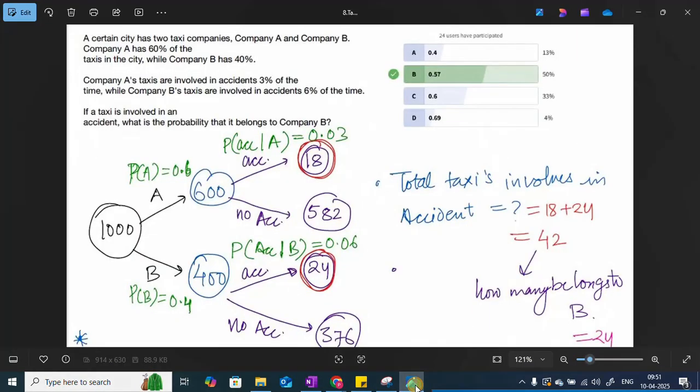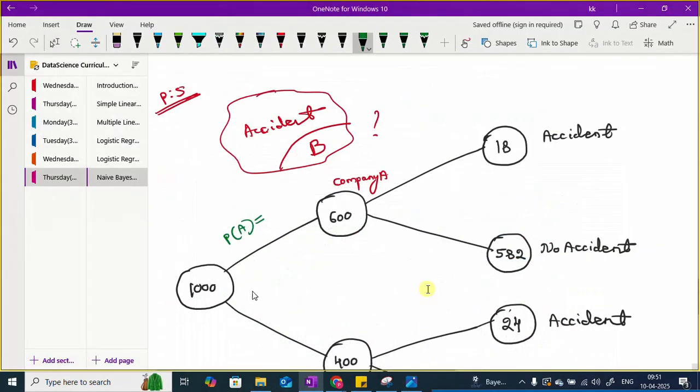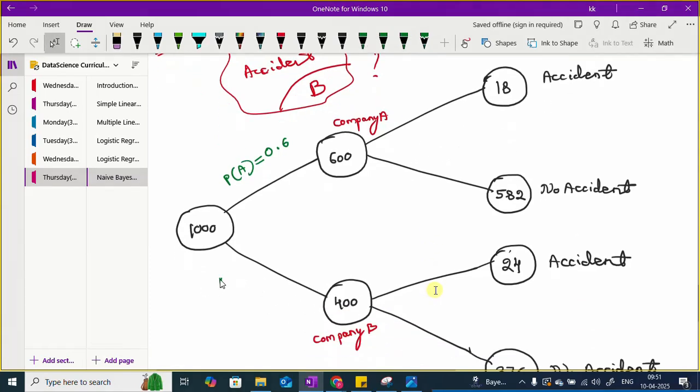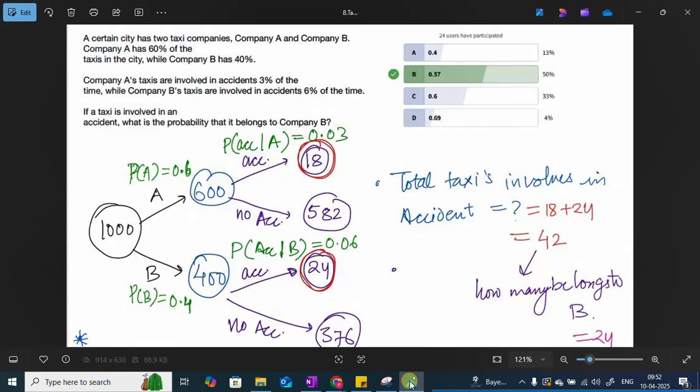Now, what is the probability? The probability is nothing but 600 divided by 1,000, which is 0.6. Correct? Probability means you know, right? Now, what is the probability of a taxi belonging to company B? 400 divided by 1,000, nothing but 0.4. Yes or no? Correct? Any doubt so far?